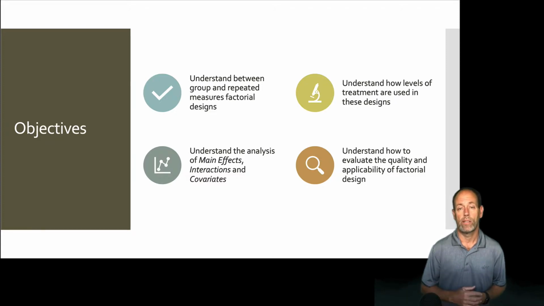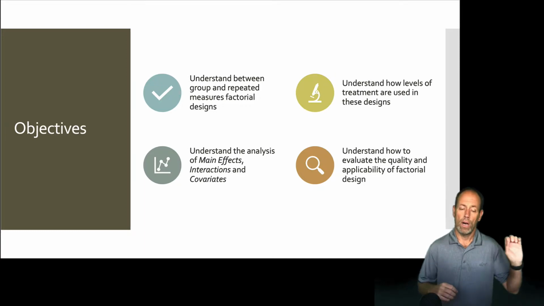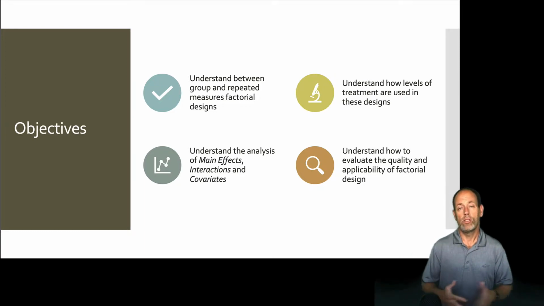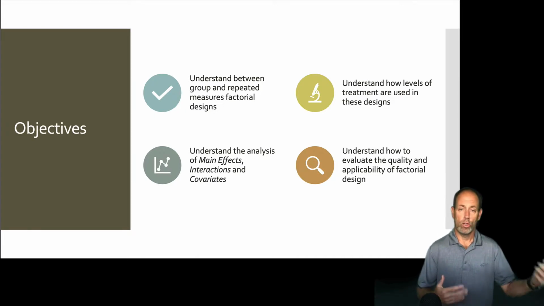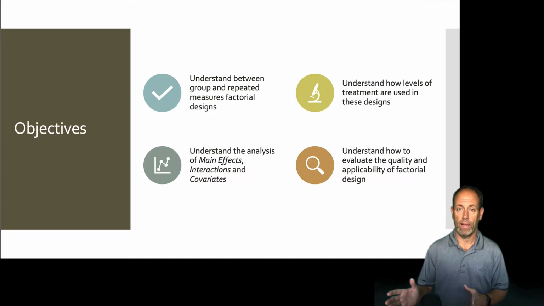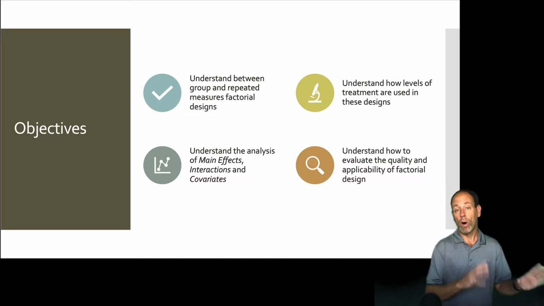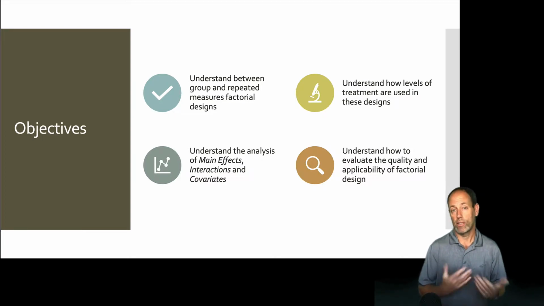I do want you to spend some time understanding how the different levels of a treatment are used in these designs. So again, when we talked about experimental design in our previous unit, we were talking about basic designs where we did one variable, we had a pretest, a post-test, and we compared it to control. In this unit, we're going to look at more complex experiments where we may have a treatment with 4 or 5 different levels, or multiple treatments, and so on. So again, we're going to look at some of these more complex factorial designs.